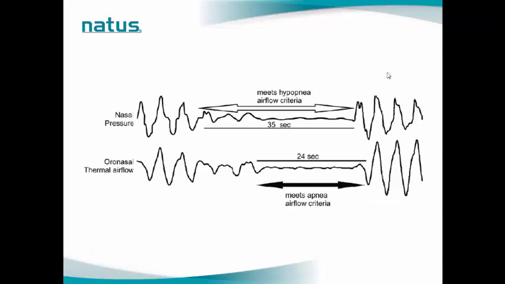In this example, here is the oronasal thermal airflow, and here we have a significant drop, which makes more than 90% compared to the pre-event baseline amplitude, and lasts more than 10 seconds. So the entire duration should be scored as an apnea, since the event duration is defined from the first breath that is clearly reduced, so we score the event from this point till this point, which is the beginning of the first breath that approximates the pre-event baseline amplitude.